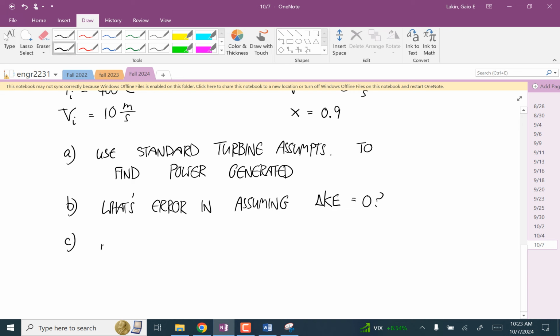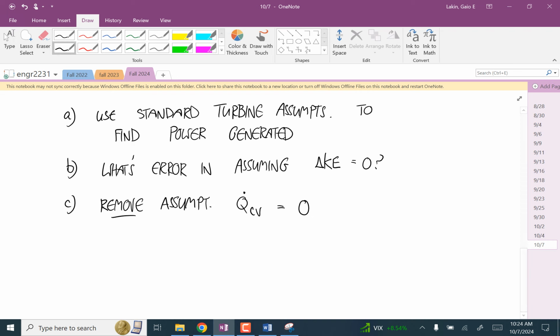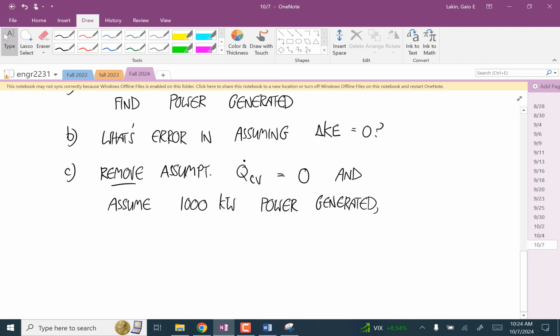And then third, if we remove the assumption of no heat transfer, so in other words, we're going to remove the assumption that Q dot is equal to 0, and we assume 100 kilowatts of power is generated. What's the rate of heat that's lost?